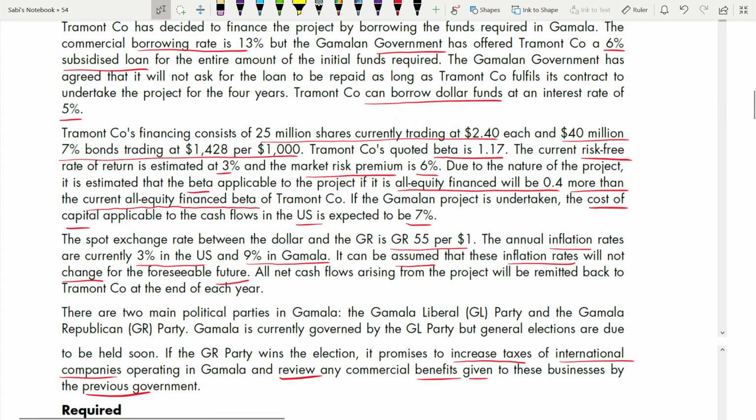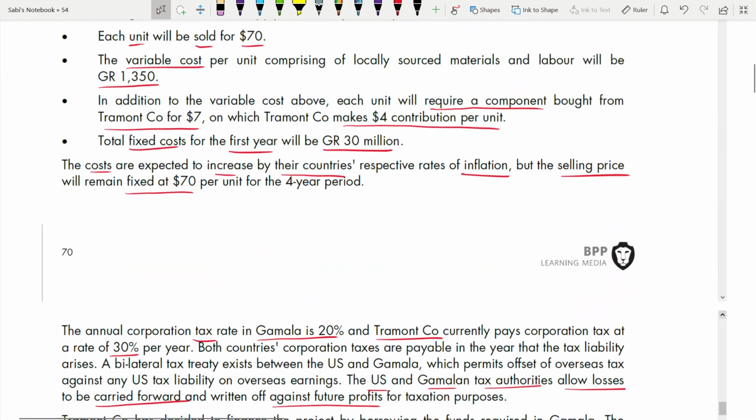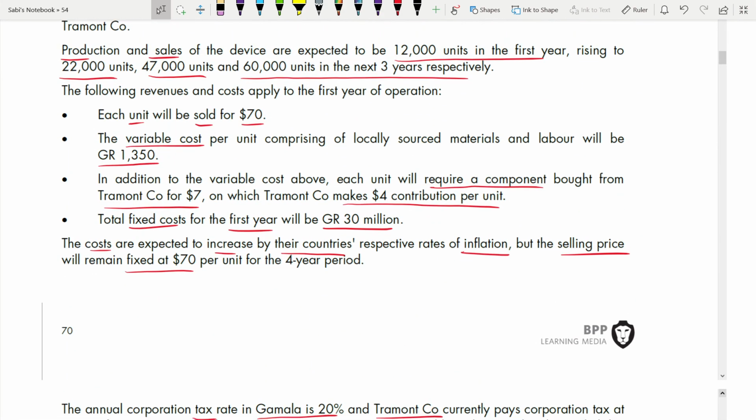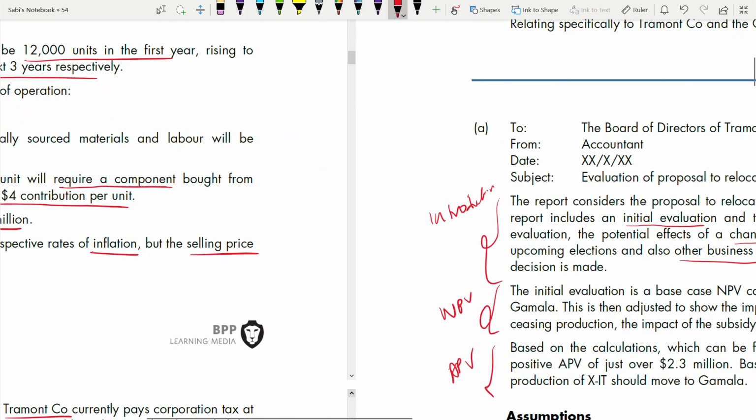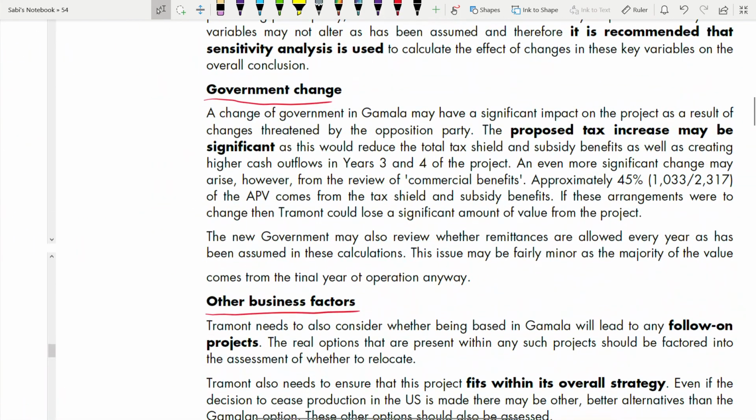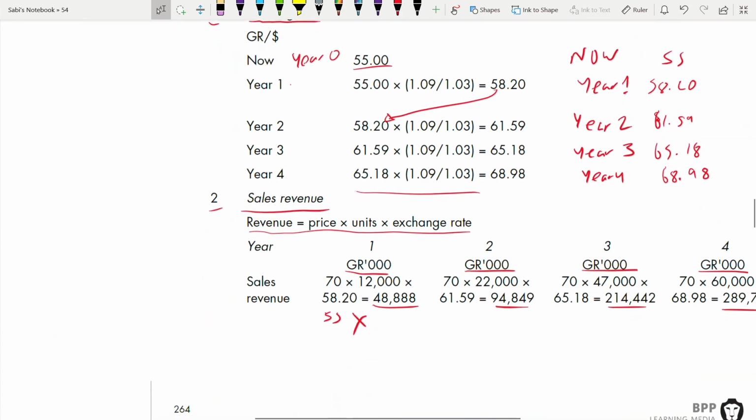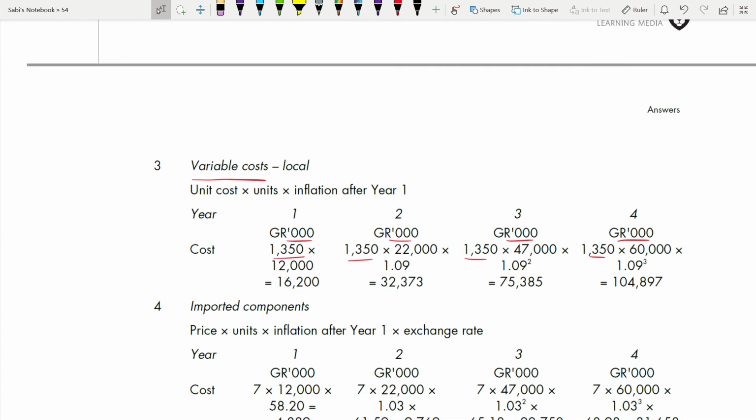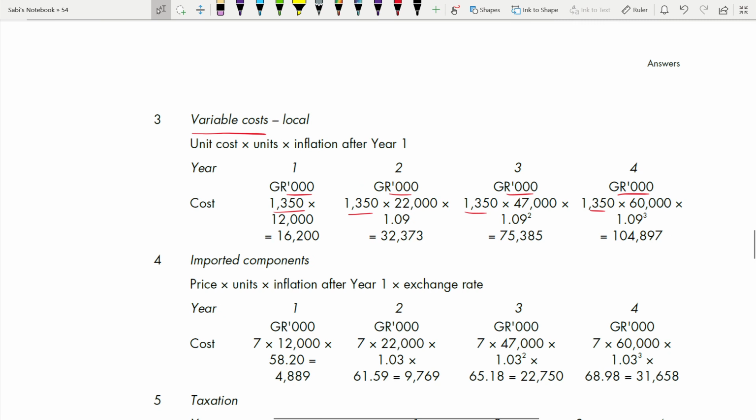So variable cost, okay, it is 1350 here, second bullet point, and it will increase by that country's inflation. Gamaliel's inflation is 9%. So if you go to working 3, the first year you don't have to do anything, you just multiply by 1350, and second year 1.09, then 1.09 squared, then 1.09 to the power 3. So this will go to your table above.